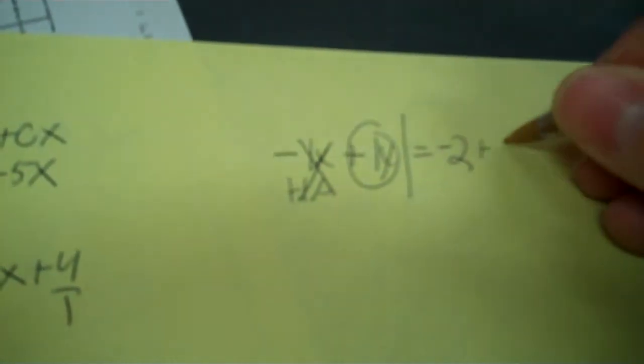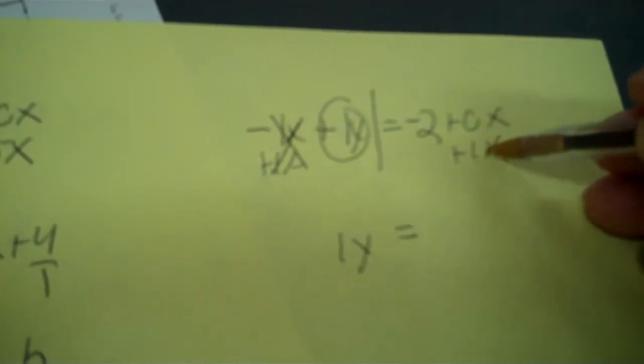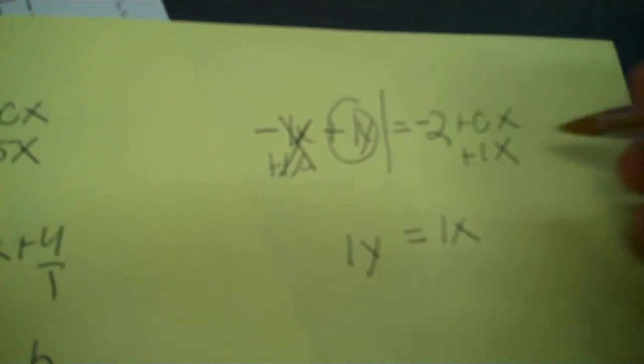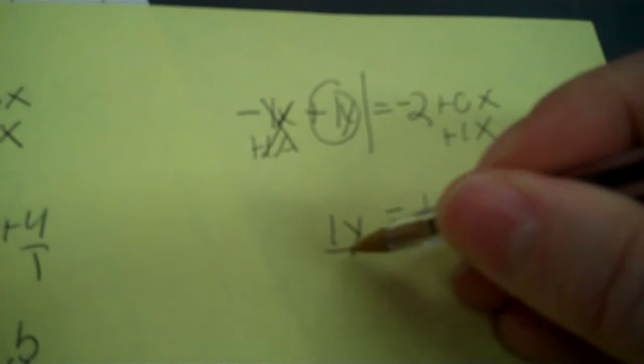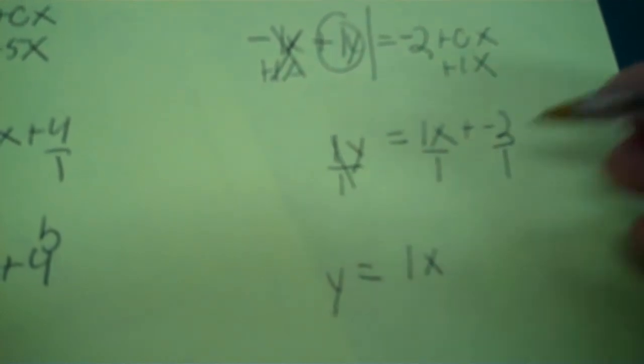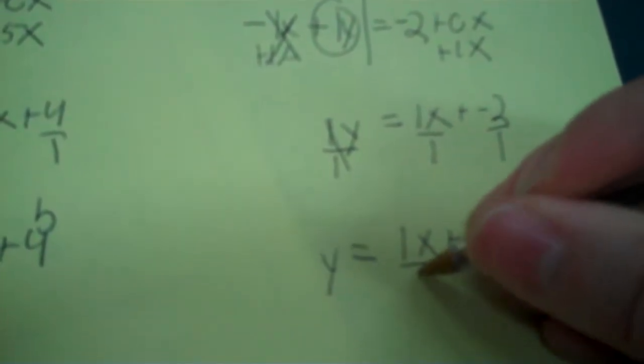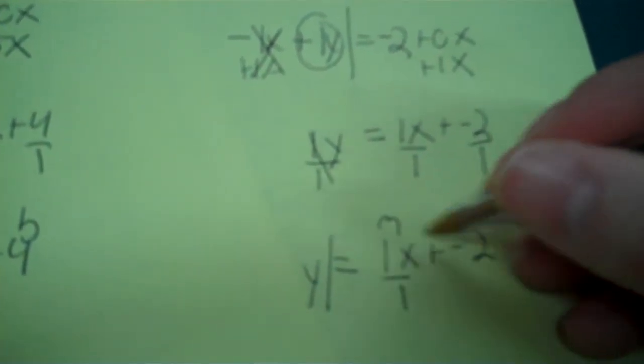So I have a plus 1x, okay, and then I put a plus 0x, and I add 1x to that. So I have 1y. 0x plus 1x is 1x, and then I have the plus negative 2. Now I divide by 1. And 1 divided by 1 is 1x. Negative 2 divided by 1 is negative 2. I'll put a 1 under that, and we have mx plus b.